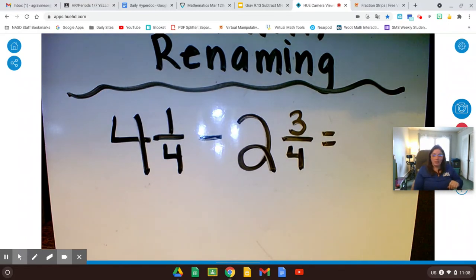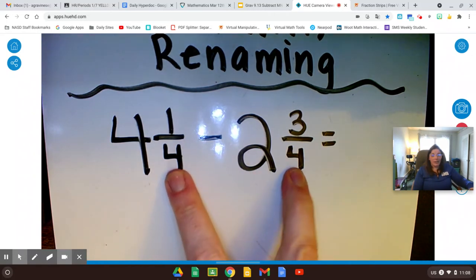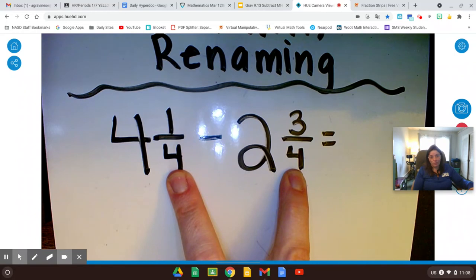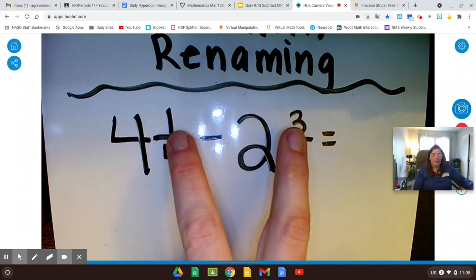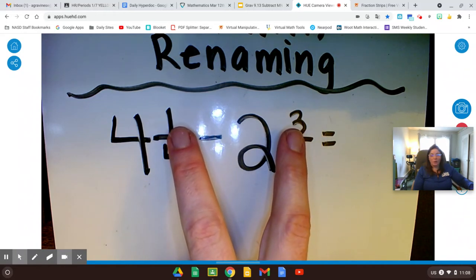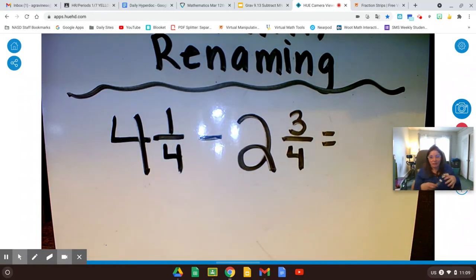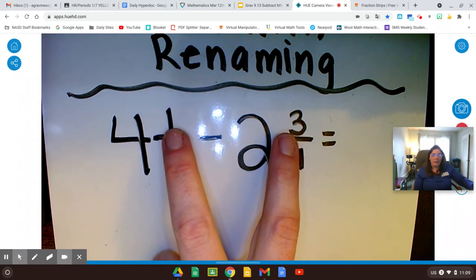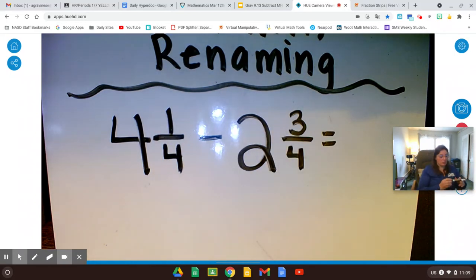All right, so for this example, I see that I'm subtracting two mixed numbers. I notice I have a common denominator. That's always helpful. But when I look at my numerators, I have 1 minus 3. Well, a lot of people say you can't do 1 minus 3. You can, you just get a negative. All right, so let's rename these mixed numbers so that we can take 1 minus 3 without getting a negative in that fraction. I'm going to model this for you. So let's start by building 4 1/4.